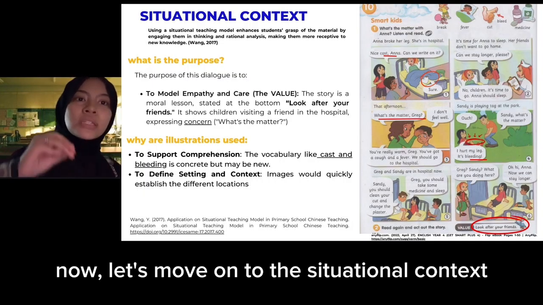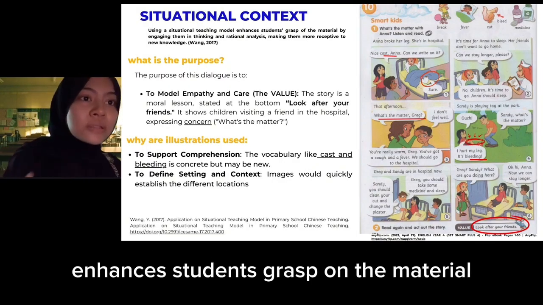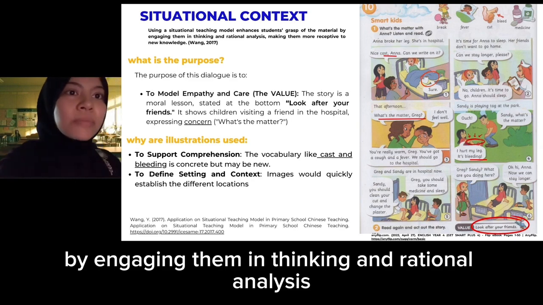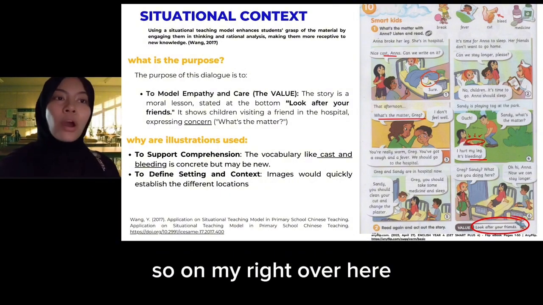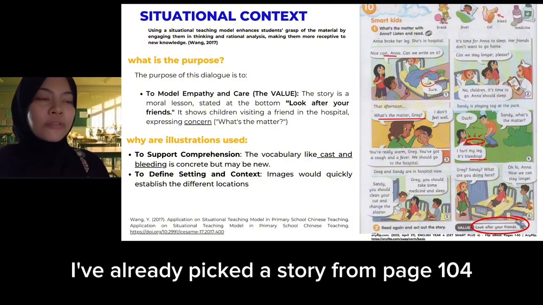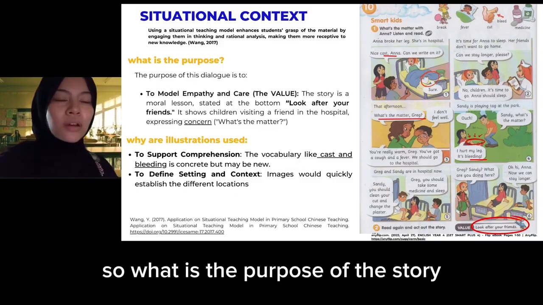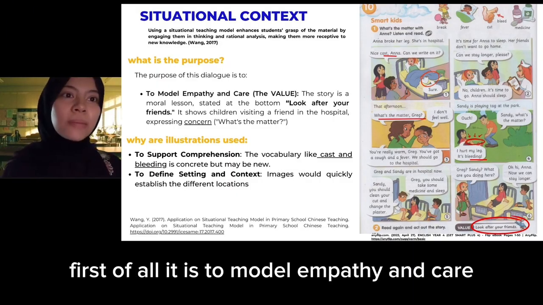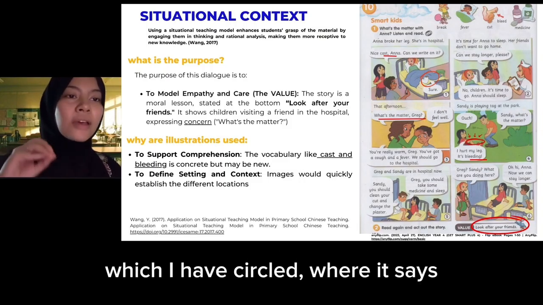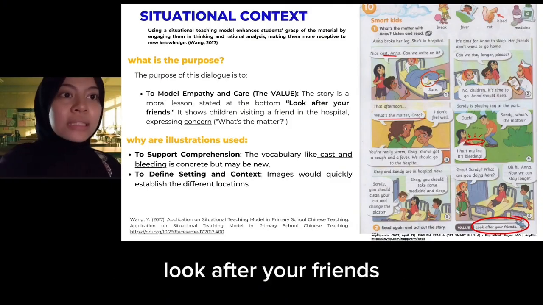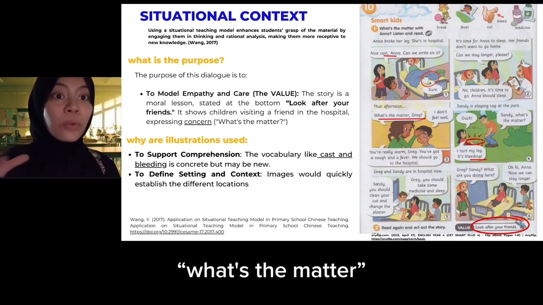Now, let's move on to the situational context. According to Wang, using a situational teaching model enhances students' grasp of the material by engaging them in thinking and rational analysis, making them more receptive to new knowledge. So on my right over here, I've already picked a story from page 104 of the Year 4 textbook. So what is the purpose of the story? First of all, it is to model empathy and care, which is the value. The story has a moral lesson stated at the bottom of the page, which I have circled, where it says, "look after your friends." It shows children visiting a friend in a hospital, expressing concern and asking questions like, "what's the matter?"